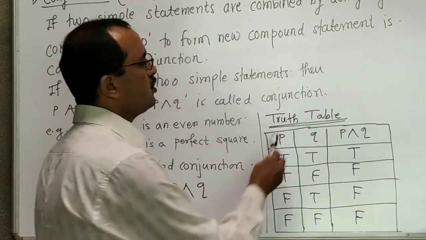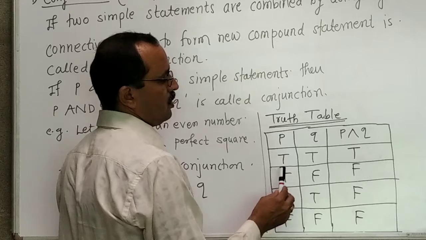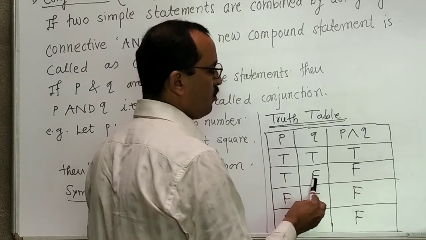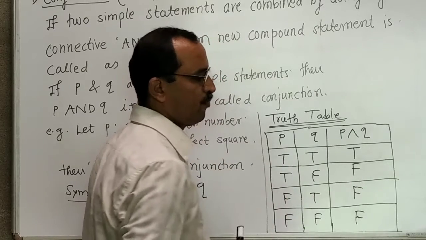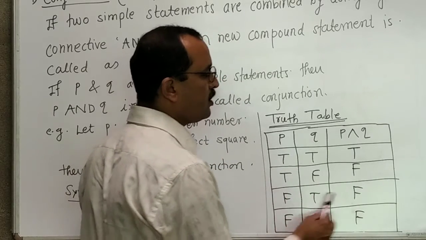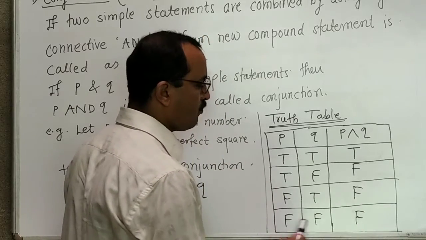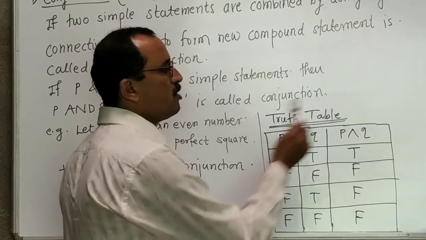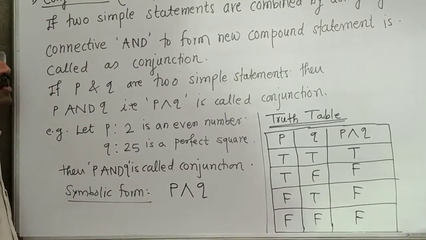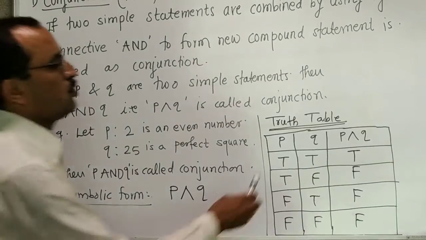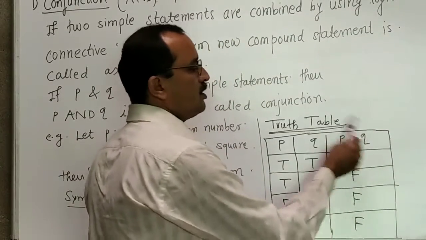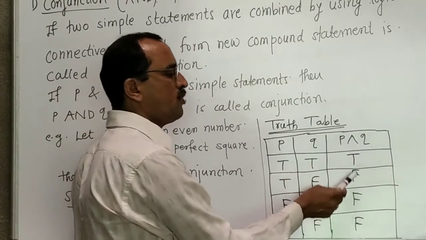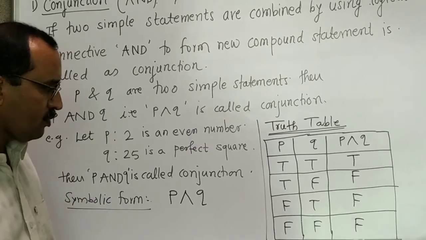So I read this truth table: TT, we get T. Then TF means T and F, we get F. Here F and T, we get F. F and F, we get F. So this is the truth table. This is important for our next exercise. In the AND statement, we remember only that if both the statements are true, then the resultant value is true. Otherwise, all the values are false.